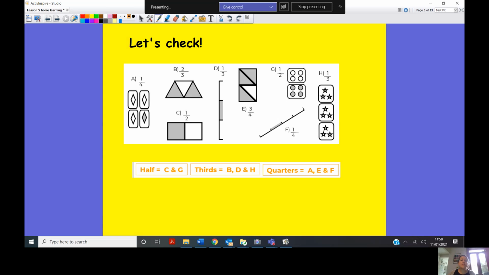Okay, which of these shapes can represent the same denominator? So we're going to check. Two of these shapes, C and G, represent a half because they're divided into 2 equal parts. Thirds, we have B, D, and H because they're divided into 3 equal parts. And finally, A, E, and F are divided into quarters because they have 4 equal parts. But what's different about all these shapes is they all have different numerators shaded. And that is what we are going to look at, how we compare fractions with the same denominator.